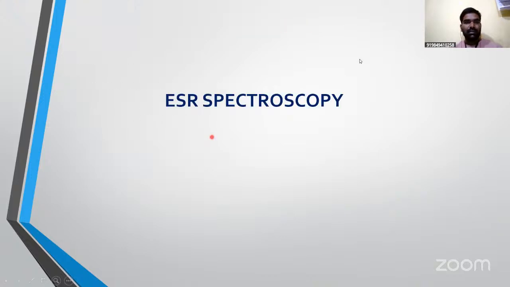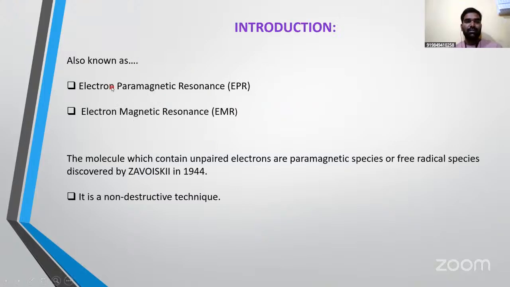ESR spectroscopy, electron spin resonance spectroscopy, is also called electron paramagnetic resonance spectroscopy or electron magnetic resonance spectroscopy. So ESR, EPR, EMR are not different, they are the same. Electron spin resonance, electron paramagnetic resonance, electron magnetic resonance: these are all the same.